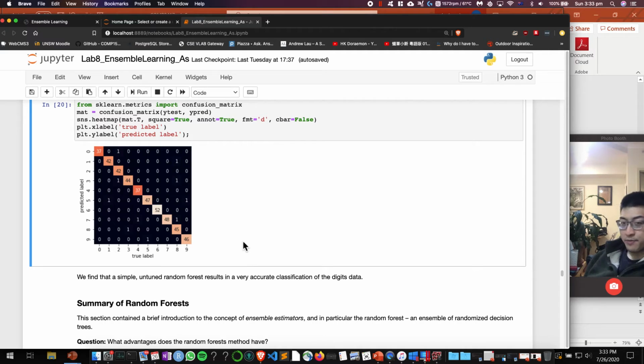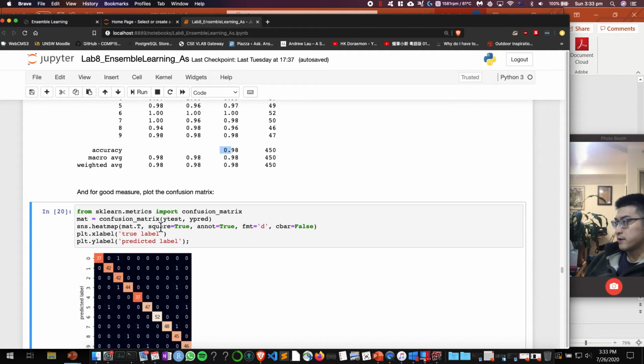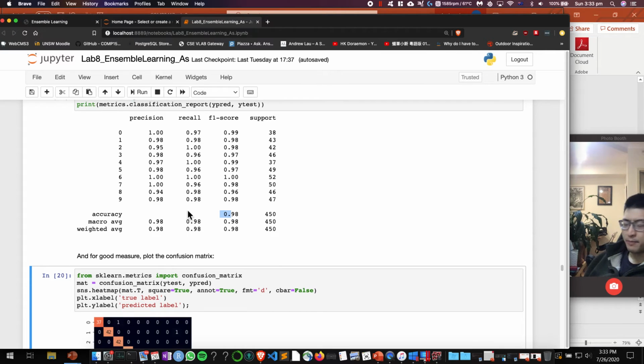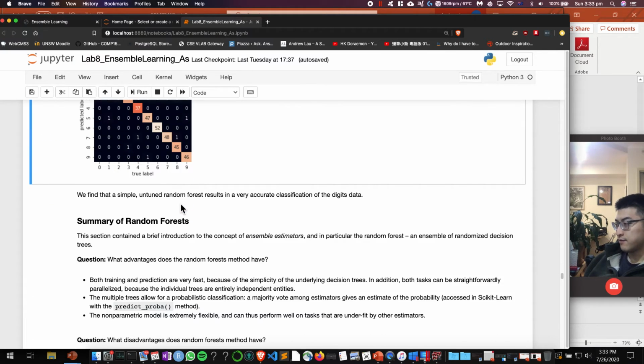So even without any hyperparameter tuning, we can see that this random forest is performing quite well, and with a bit of hyperparameter tuning, it might perform even better.